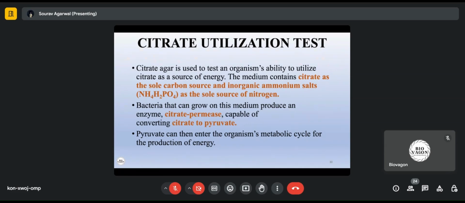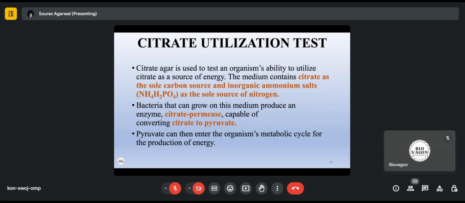But in this case, citrate permease is required because you are not adding any other carbohydrate source except for citrate. So it must have citrate permease so that it can use it. And if it doesn't have citrate permease, it won't be able to grow in the media. Okay, you won't get any growth itself.